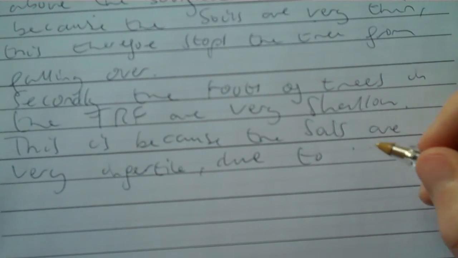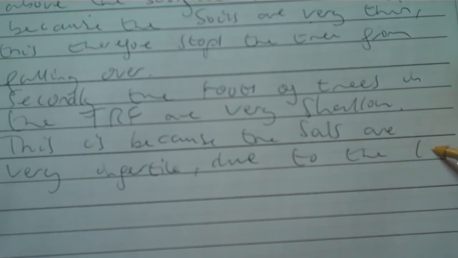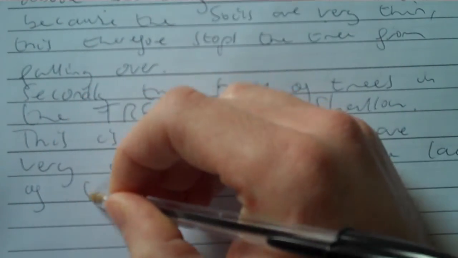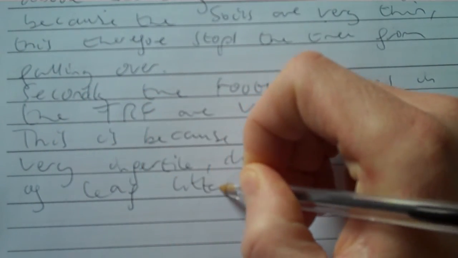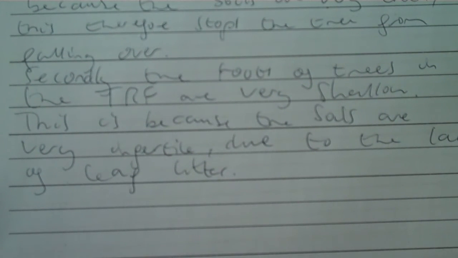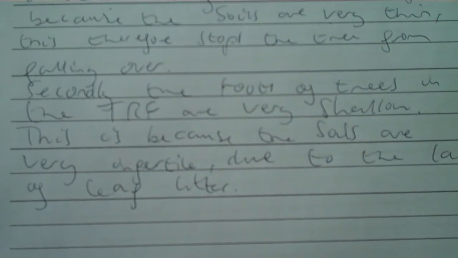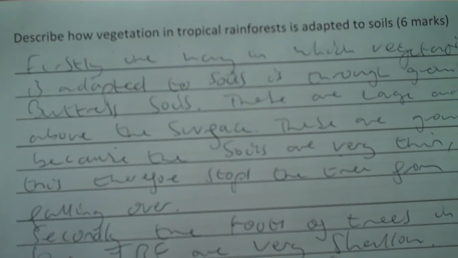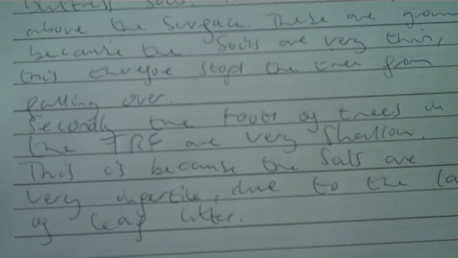This is because the soils are infertile due to the lack of leaf litter. By this I mean, as the trees have a continuous growing season, they never ever lose their leaves, so therefore there's no vegetation going onto the ground for the soil to have an improved fertility. There we go, 6 marks, done in 3 minutes.